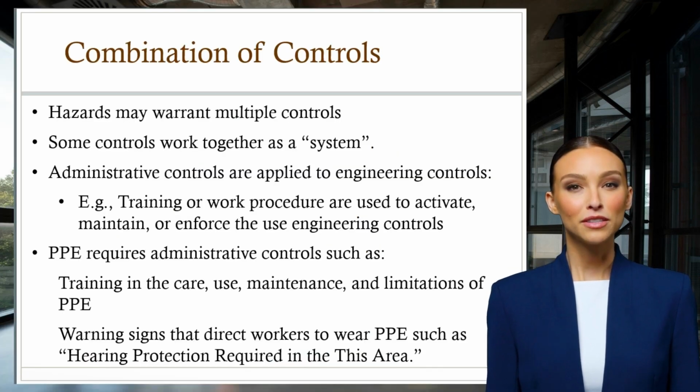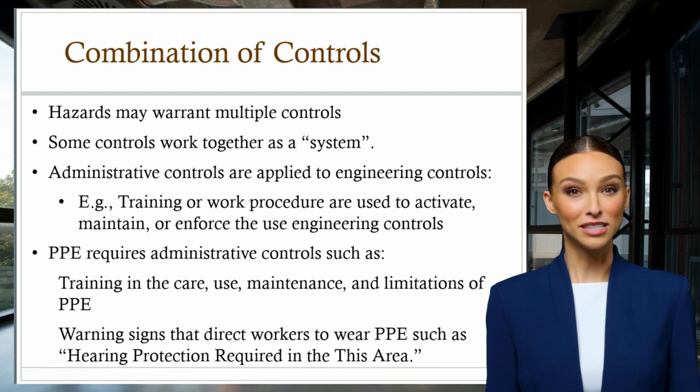In many situations, more than one control will be needed. Some controls work together as a system. For example, an engineering control might require training to operate it safely. PPE requires policies, signage, and training to ensure it's used properly. Multiple layers of controls are often combined to maximize protection. The key takeaway? Don't rely on just one solution, especially if it's lower on the hierarchy. The goal is to eliminate or reduce the hazard as much as possible at the source.